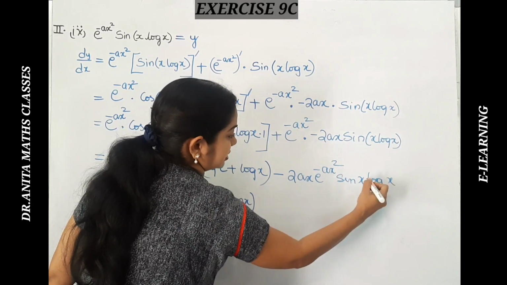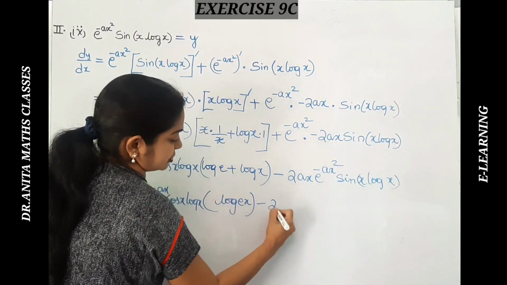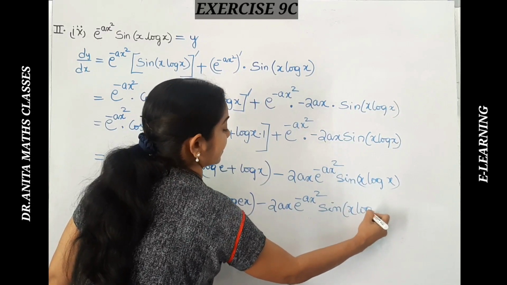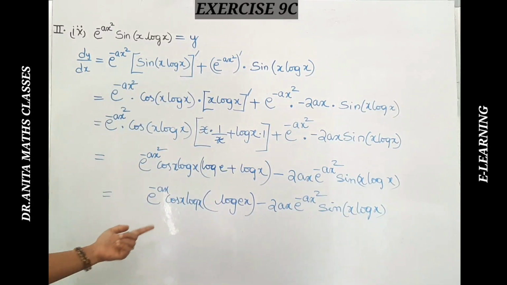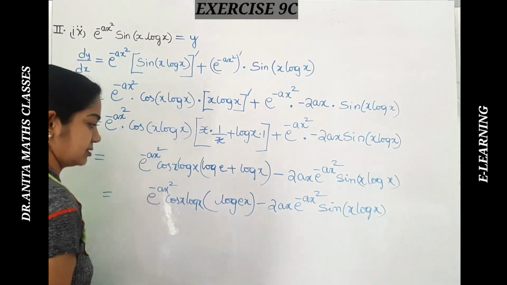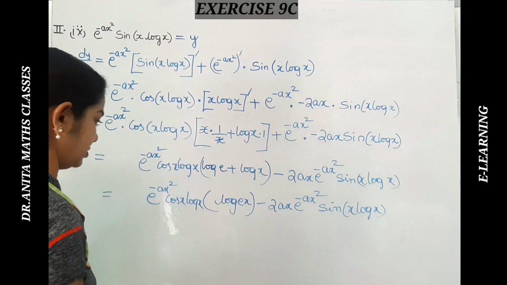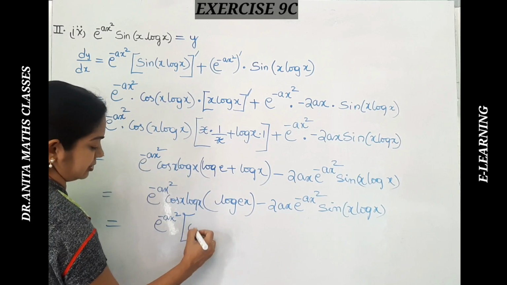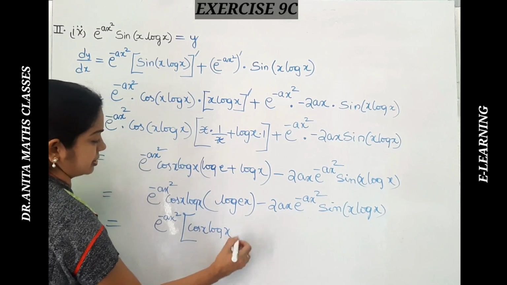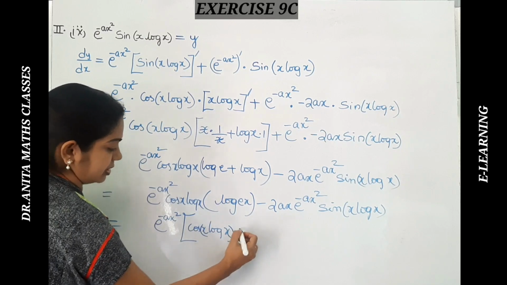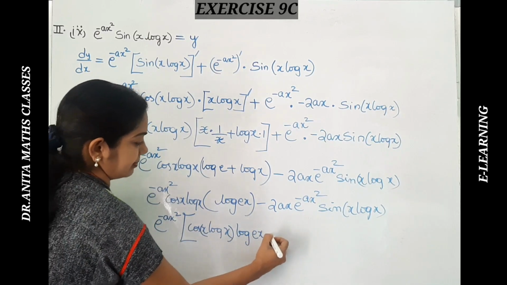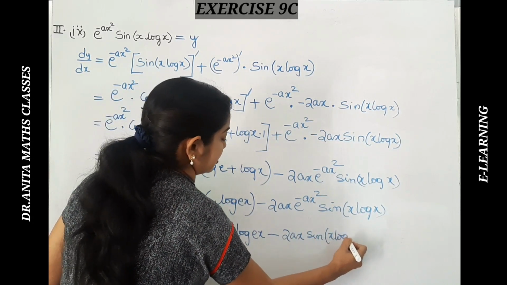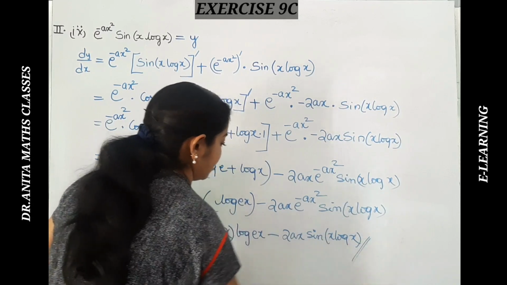Is there anything common? Let's see. Minus 2ax e raised to the power of minus ax square sine of x log x. So let's check whether anything is common here. E raised to the power of minus ax square is common, that's all. So we can take it out and keep the rest in a bracket: cos of x log x times log ex, minus 2ax sine of x log x. So this is the final answer. Pause it and note it down.